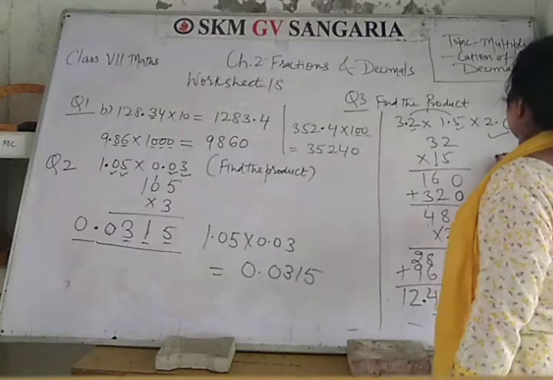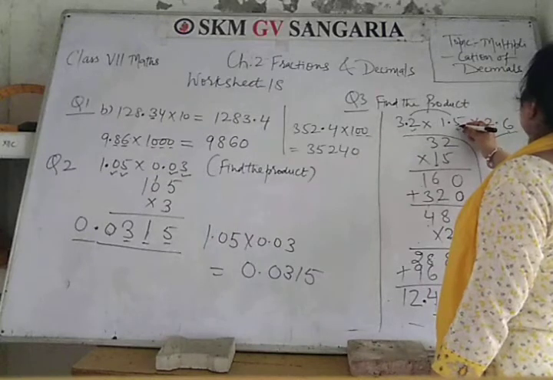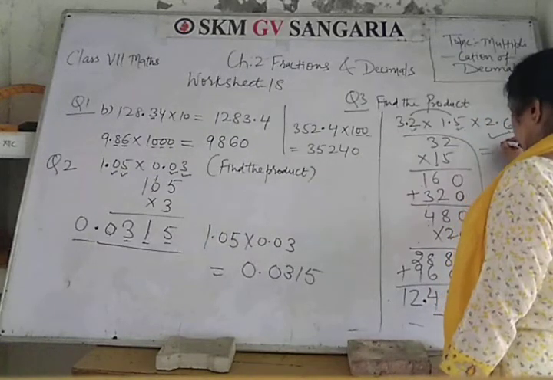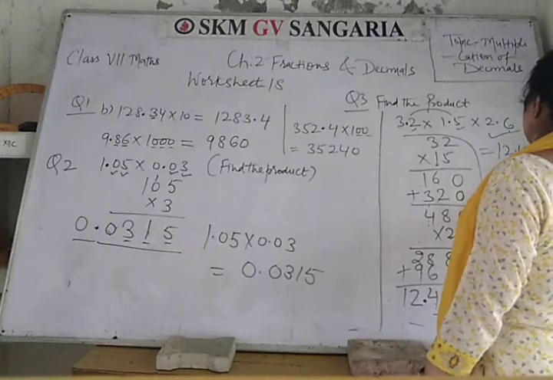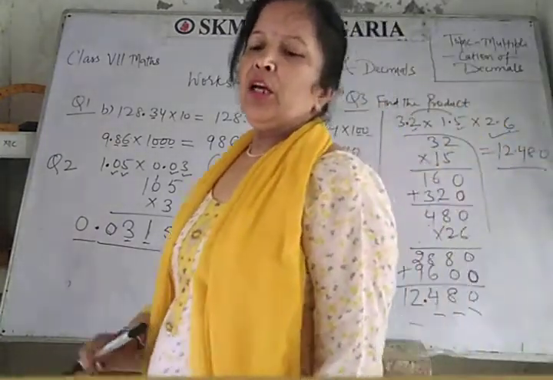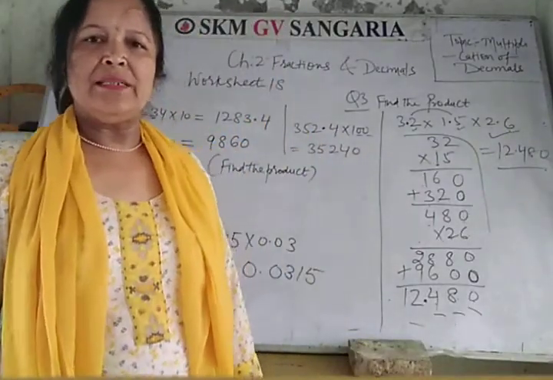So, 3.2 multiplied by 1.5 multiplied by 2.6, the answer will be 12.480. Okay? In this way you will find the product of decimal numbers.